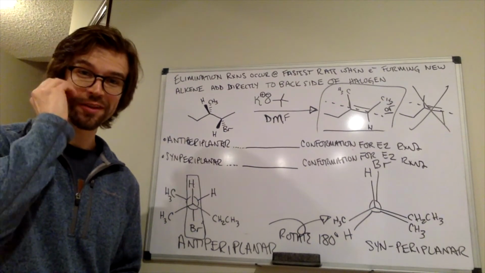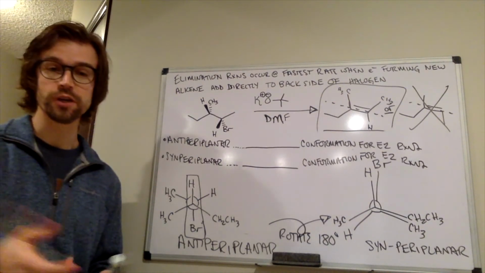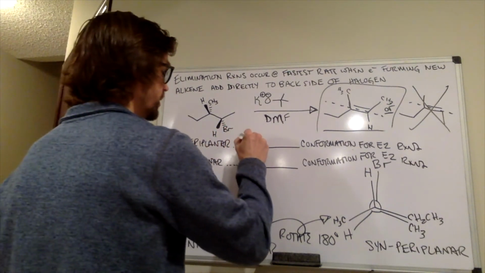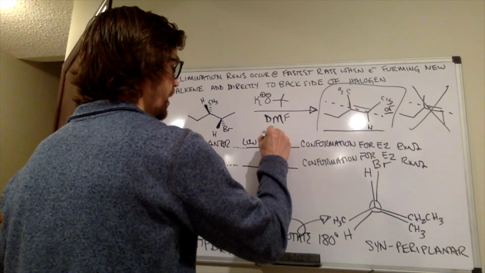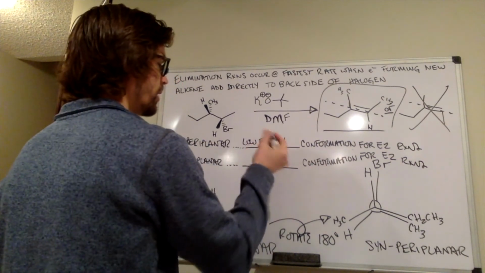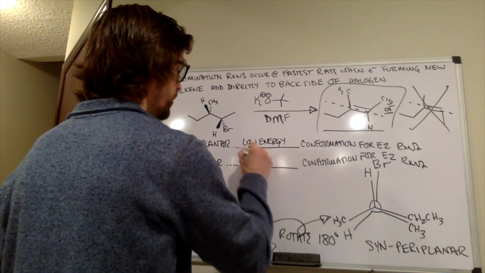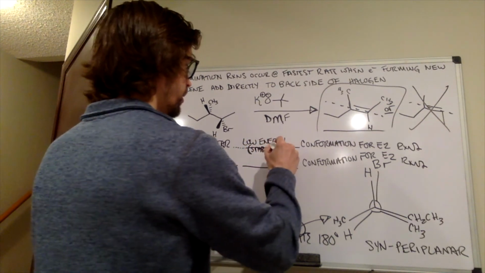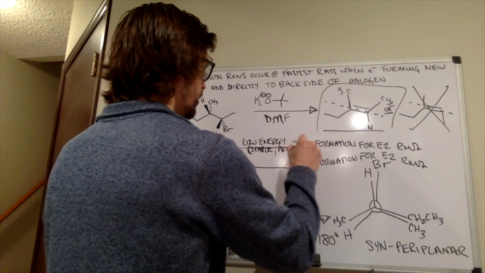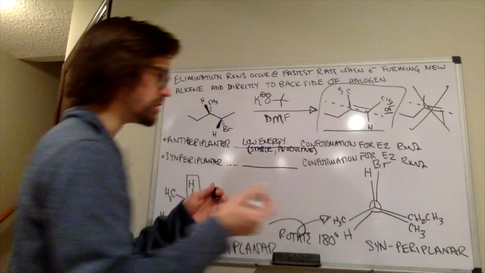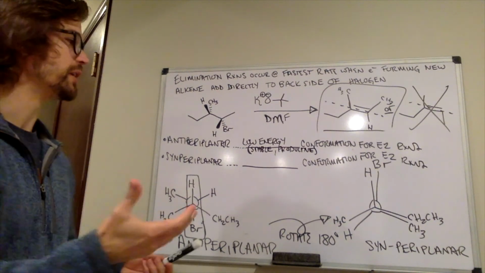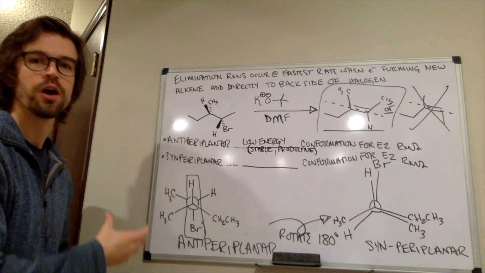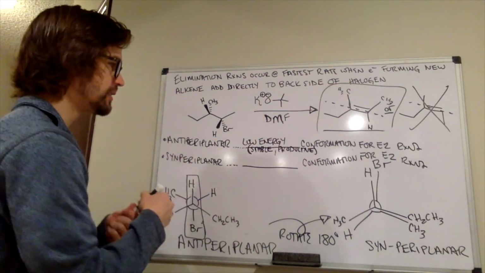All right, so we're still filling in those blanks on your course notes, but essentially anti-periplanar is the low energy. So low energy, what does that mean? That means stable and productive. So we'll put that in parentheses: stable, productive. It produces product. It's the conformation for the E2 reaction. So we have to find that anti-periplanar conformation. Once we do, we can figure out what product was made.